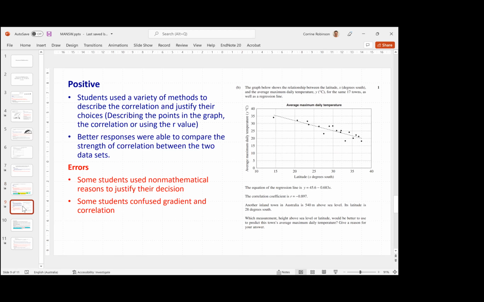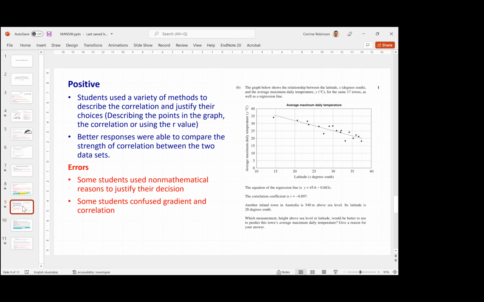For part B, students had a variety of methods that they used to justify their choices. Some described the points themselves on the graph, or talked generally about the correlation, and some utilised the R value using those words. The better responses were able to compare the strength of the correlation between the two data sets.